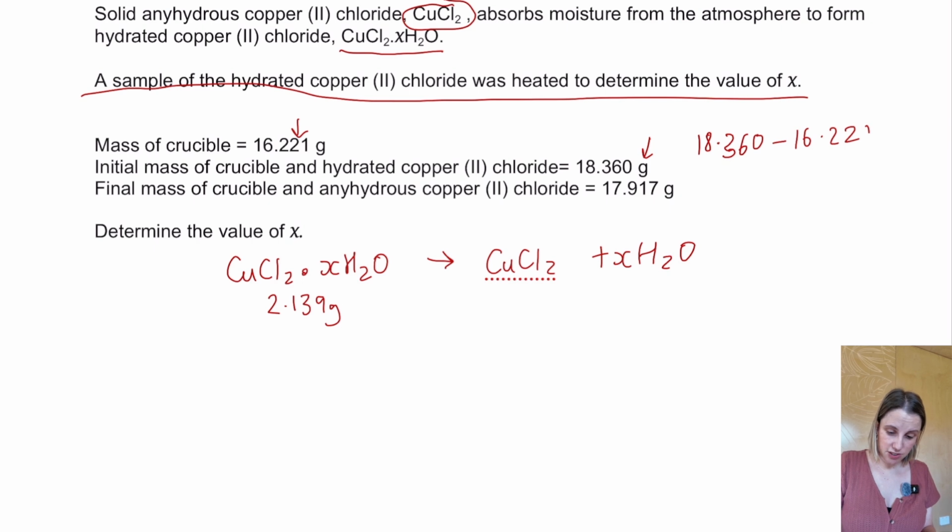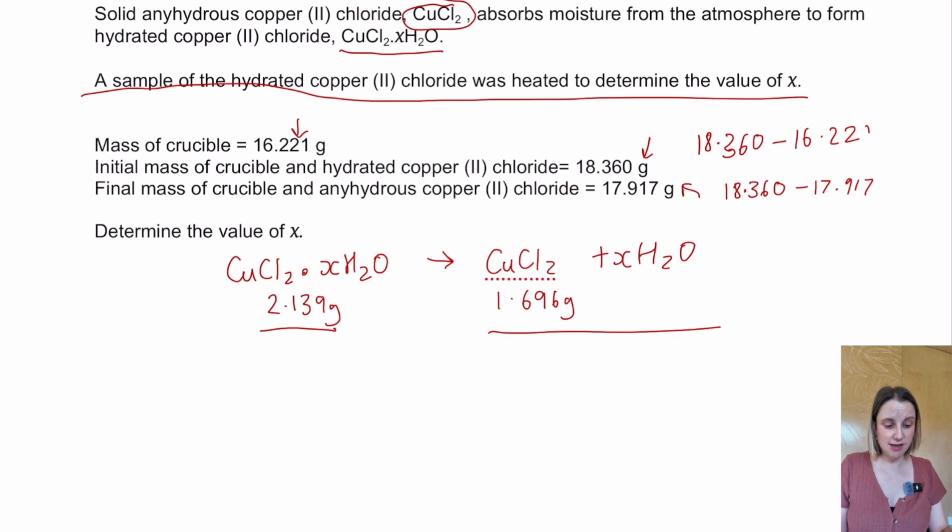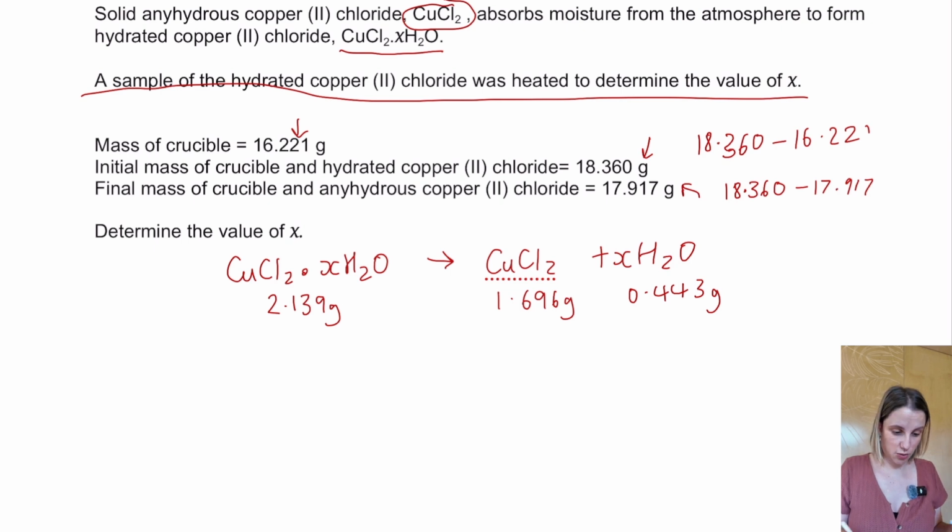It then tells you what the mass was at the end. So if you again compare 18.360 minus 17.917, that gives you the mass of the anhydrous copper chloride at the end. So this one at the end is weighing 1.696 grams. So just using conservation of mass principles, I know that if I started with this mass, I must end with this mass. So I can work out that I would have 0.443 grams of water being generated. So that's the information that they've given us in the question.